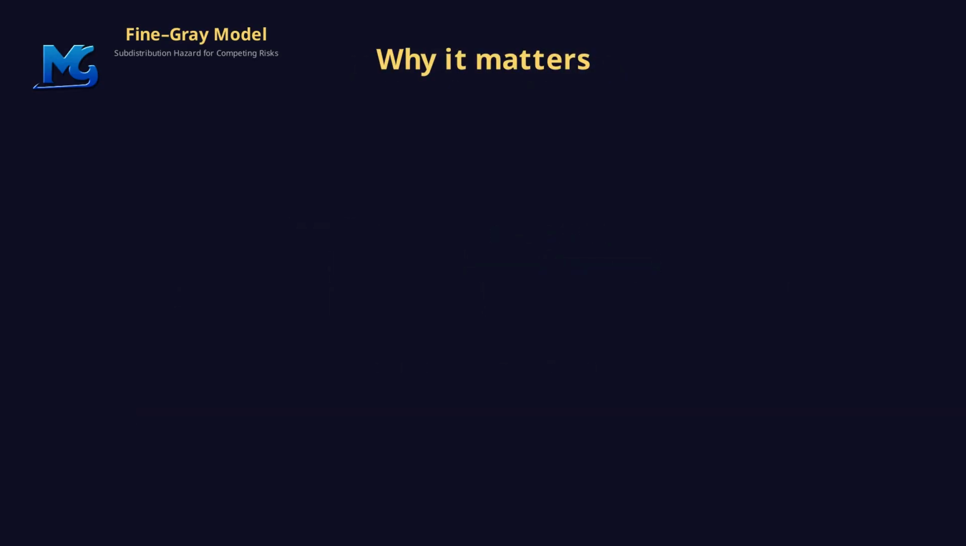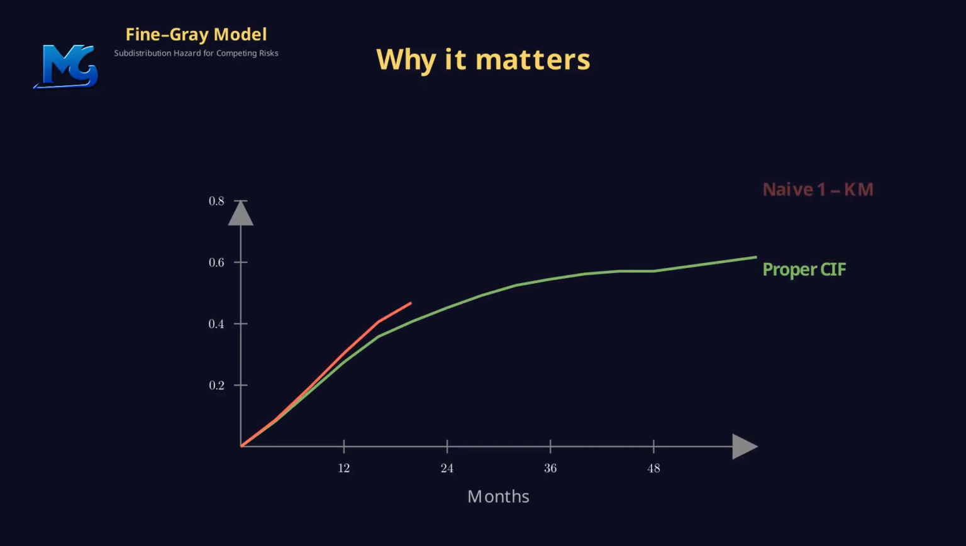Why it matters? A naive Kaplan-Meier curve treats early payoffs as censored, as if those loans could still default. It overstates subprime default at 4 years as 73%. The proper cumulative incidence is 57%. That 16-point gap is exactly the bias Fine-Gray removes by keeping competing events in the risk set.